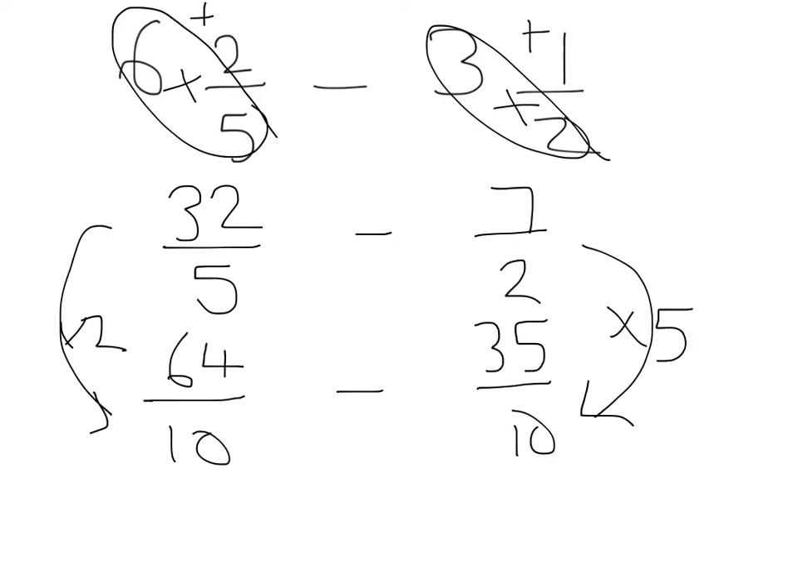Okay, and now we're taking away this time. That's the only difference. So 64 take away 35 is what? 29. So our answer is 29 over 10, and changing it into a mixed number is 2 and 9 over 10. Very good. Well done.